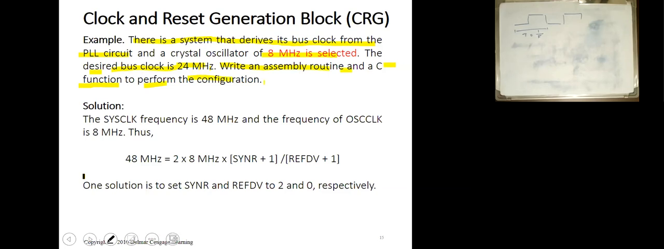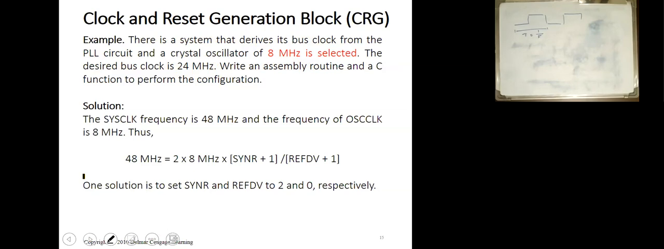Configuration for what? Configuration to use the PLL as the main clock or as the system clock, but it has to be configured to produce a clock of 24 megahertz from 8 megahertz. So it's very straightforward. Usually we need to do some calculations. We need to do some configuration. In other words, we need to store some values in the special function registers related to this operation.